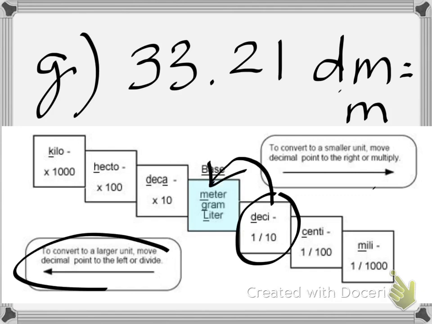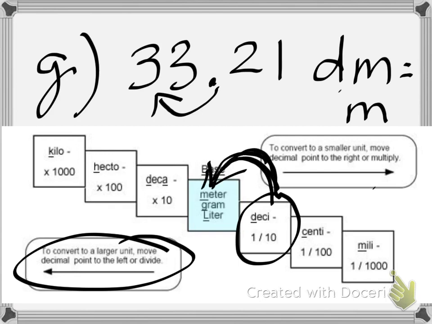Since we're moving this direction, we are either going to divide or move a decimal point to the left. Since this one does have a decimal point, we can simply move it that way, which is the same way we moved here. So we moved from the right to the left. So our decimal point now will be there, so our answer will be 3.321 meters. Okay.